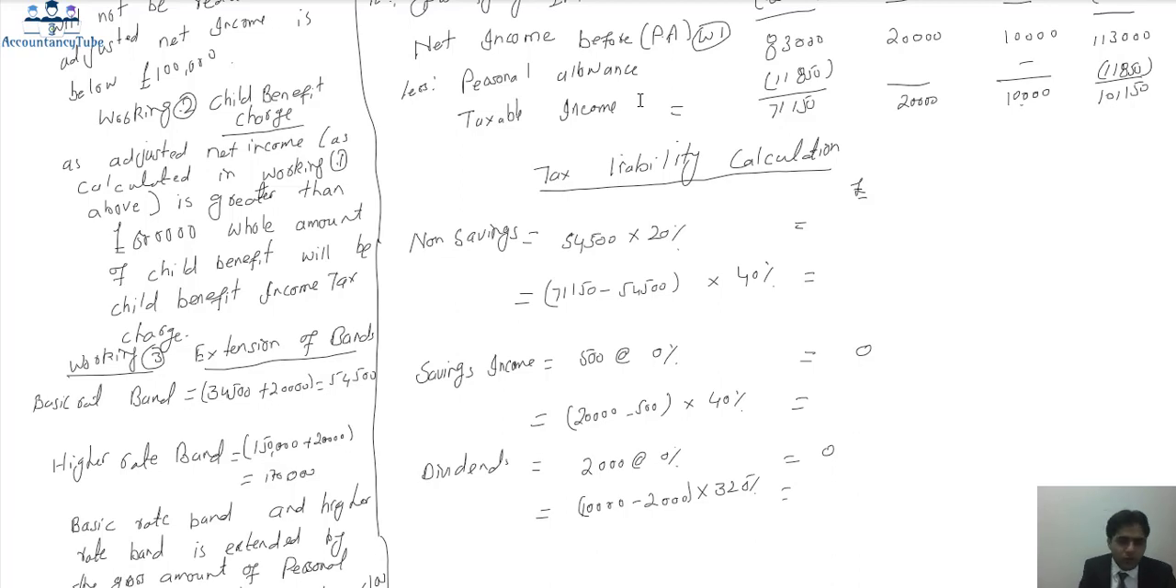So please make sure you do these calculations. Whatever the percentage, use your calculators and do these calculations. Whatever the amount is, that is our tax on the non-savings income, savings income, and finally on the dividends income as well. Okay, so after doing that, that would be our total income tax liability.